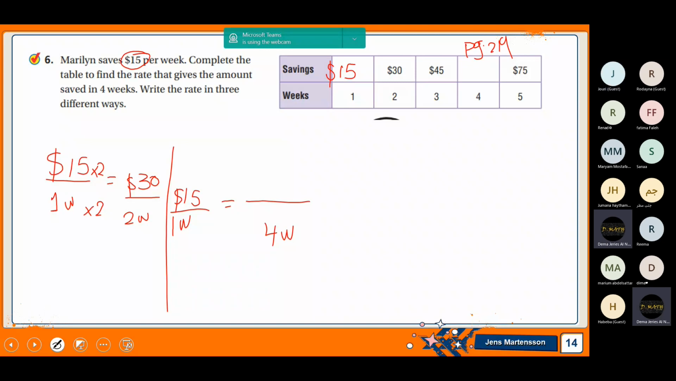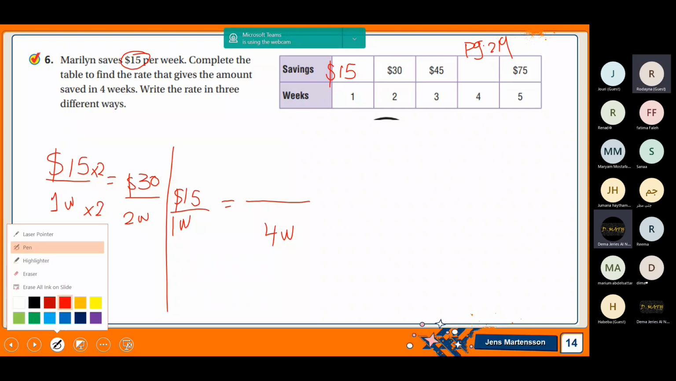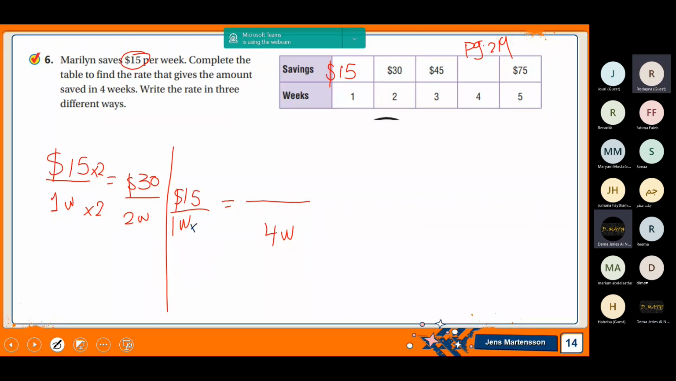Per 4 weeks. 15 per 1. Per 4, what do you have to do? Let's see. 1 week is 15. To make it 4, you multiply by what? We multiply by 4, up and down by 4. So 15 times 4 is 60. $60. Thank you. And 75 per 5.